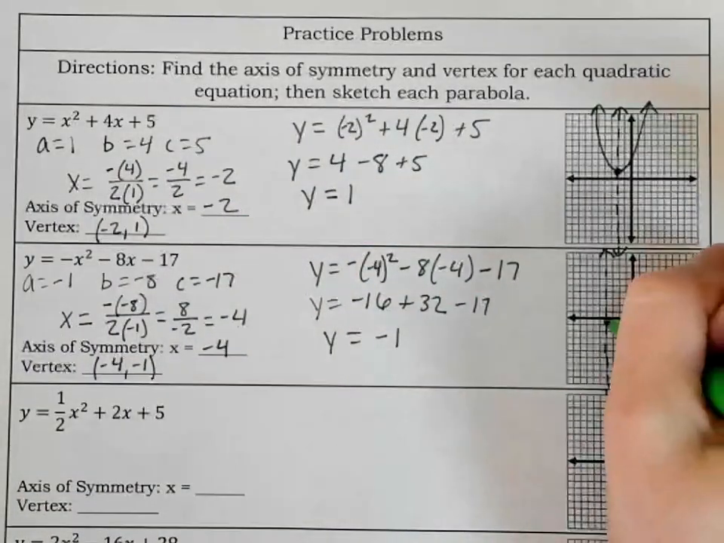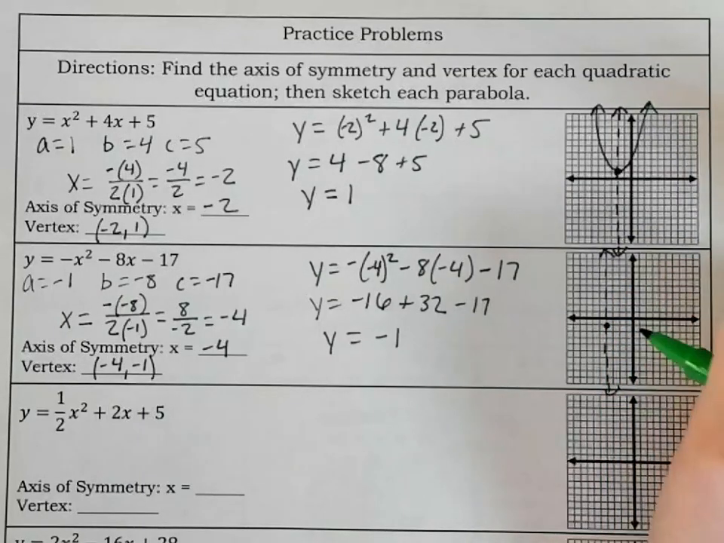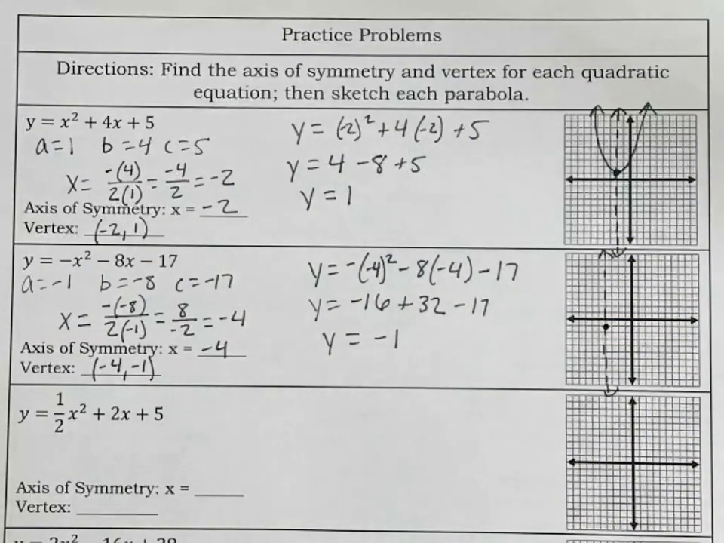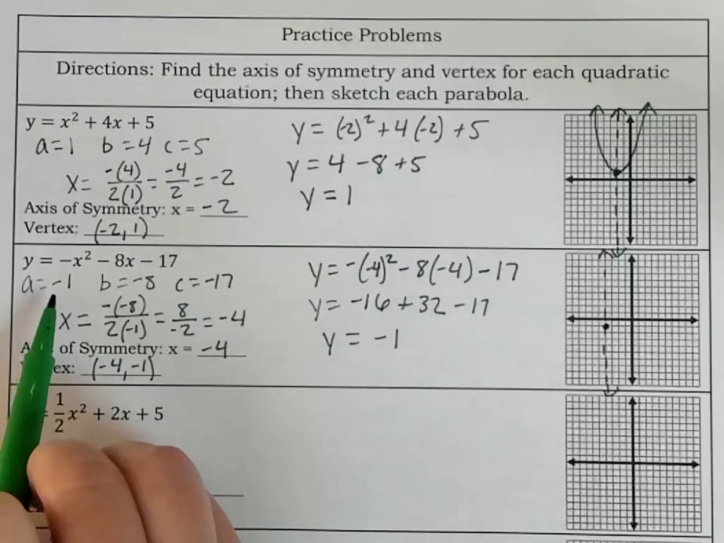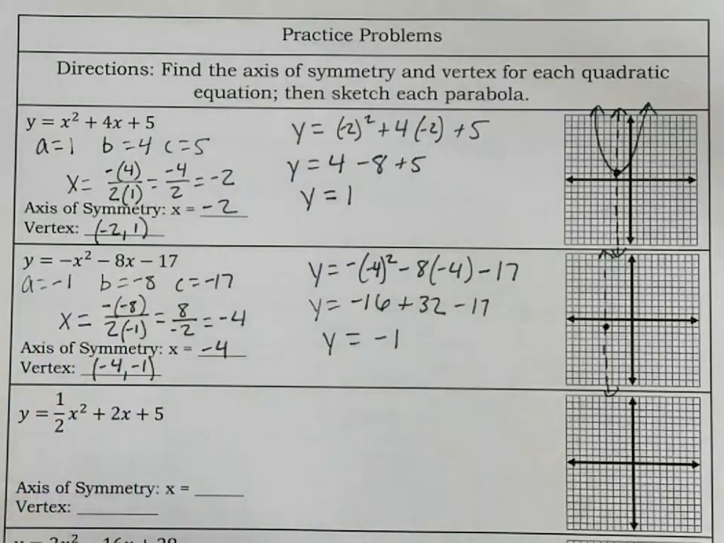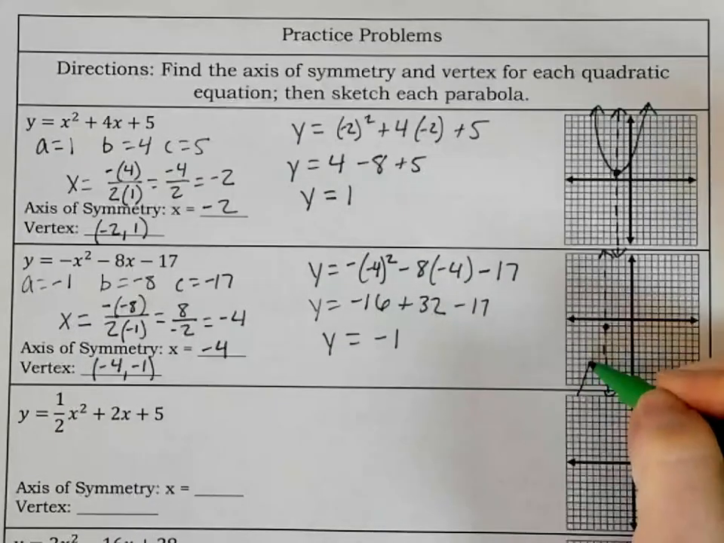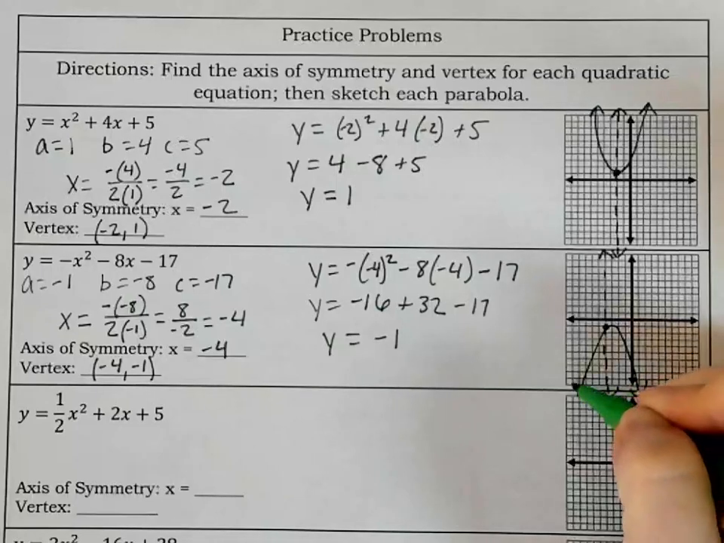So I'm going to go ahead and plot that point on my graph at negative 4, negative 1. And then I have to decide what this graph is going to look like. So I have an A value of negative 1, so that means it's going to open downward. So it's going to be more of a graph like this.